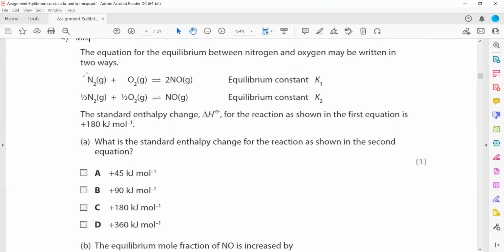We have 1 mole of nitrogen, 1 mole of oxygen, so a total of 2 moles for the reactant, and a total of 2 moles of product. So the number of moles of reactant and product are the same. That's why the equilibrium is not affected by changing the pressure. And the forward reaction is endothermic. For endothermic reactions, the reactants have low energy and the product has high energy. So when we increase the temperature, the equilibrium or the balance will shift towards the right hand side.